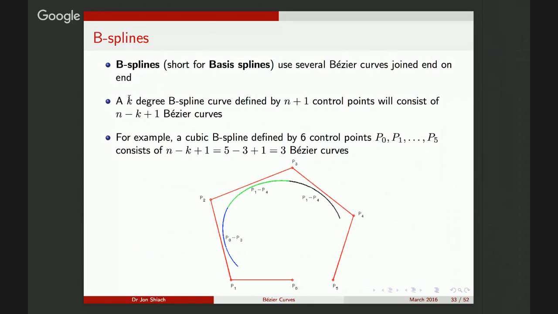Okay, so what we say is a k degree B-spline curve. This time I'm going to, instead of using n for the degree, I'm using k, defined by n plus 1 control points, will consist of n minus k plus 1 Bezier curves. So an example of that, if I had a cubic B-spline, so therefore k is 3, defined by 6 control points, so my control points would be P0, P1, P2, up to P5. So Pn, n is 5 in this case. So in other words, 6 minus 1. Well, this will mean we'll have 3 Bezier curves joined together.